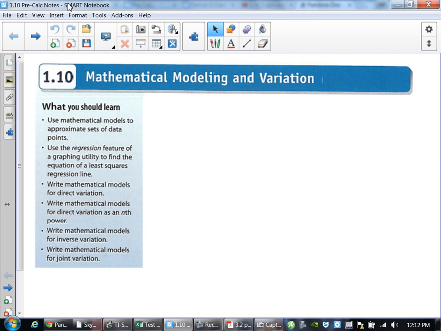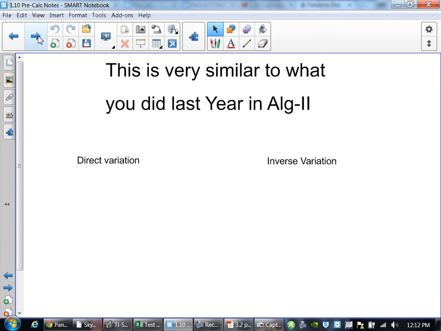All we're worried about in this unit in 110 is direct and inverse variation. Direct and inverse variation is stuff that you did last year in Algebra 2. Not only was direct variation stuff you've done before, it was basically slope. This wasn't anything new to you. What's going to be a little different in pre-calc is just how they write it.